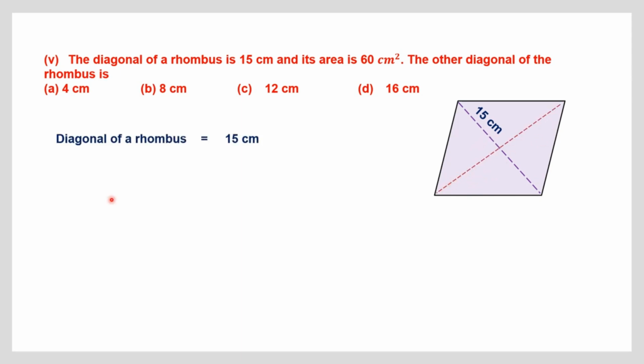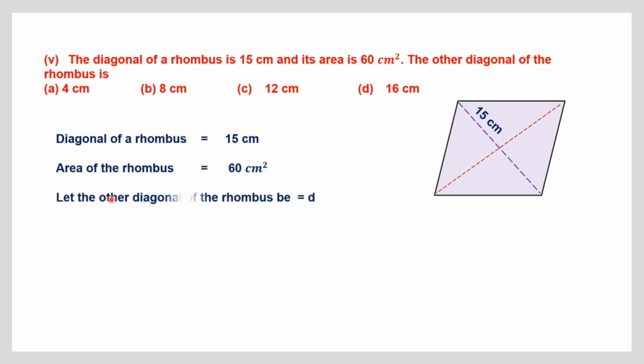So the diagonal of the rhombus that's given to us is 15 centimeters. Area of the rhombus is 60 centimeters square, given to us. Now let the other diagonal be D. That means this diagonal, we'll call it D. Then, since area is given to us, we can use the formula of area to find the other diagonal. Now why are we using it? Because the formula says this: area of a rhombus is half into product of its diagonals, both the diagonals. So from this we can get the measure of one diagonal.